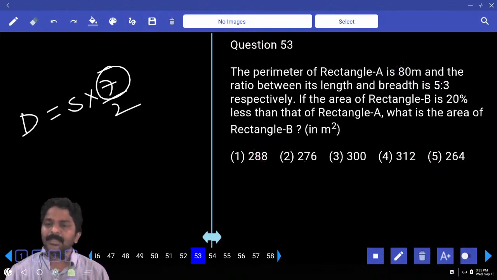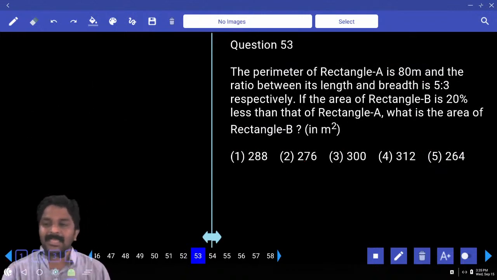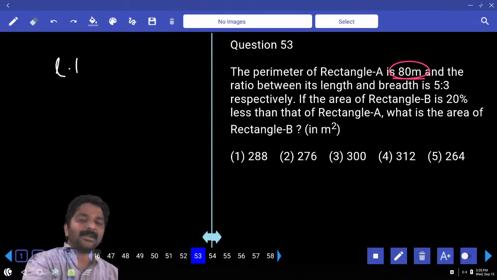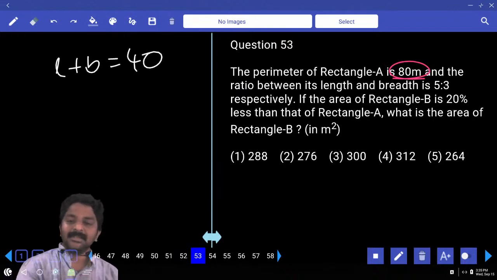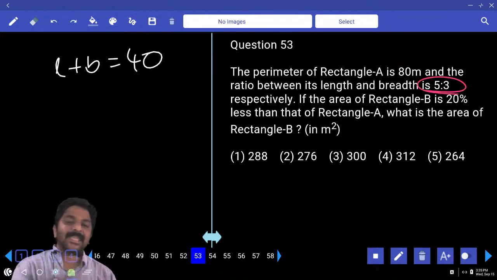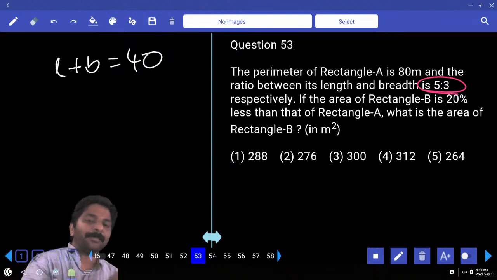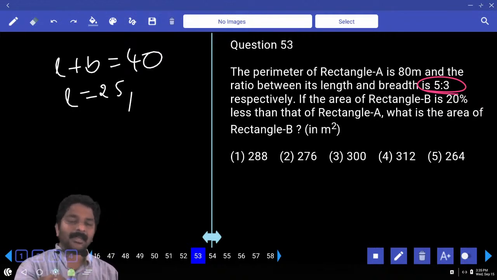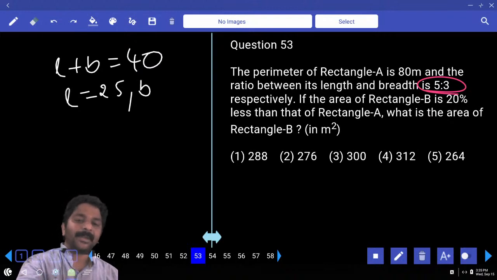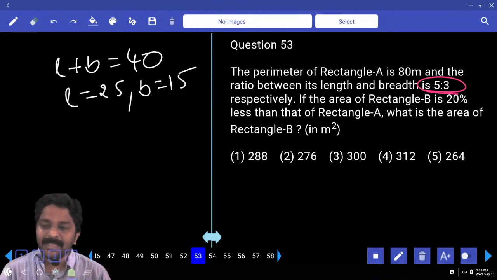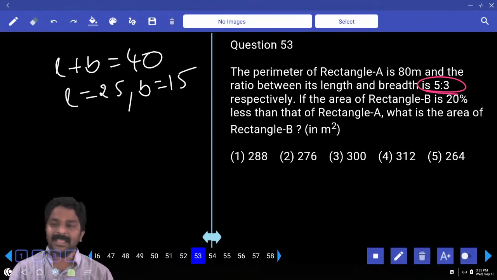Next. The perimeter of rectangle A is 80. 2 times of L plus B is 80. Then L plus B is equal to 40. Next. The ratio between length and breadth in terms of number of parts, is 8 parts. 8 parts is equal to 40, then 1 part is equal to 5. Length is equal to 5 times 5, 25. Breadth is equal to 3 parts, 3 into 5, 15.